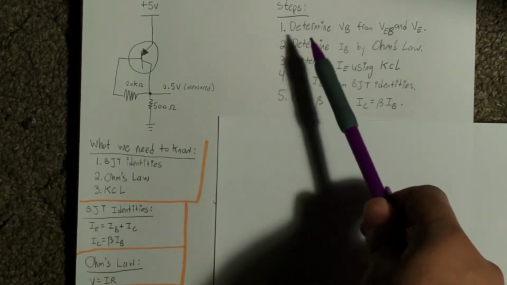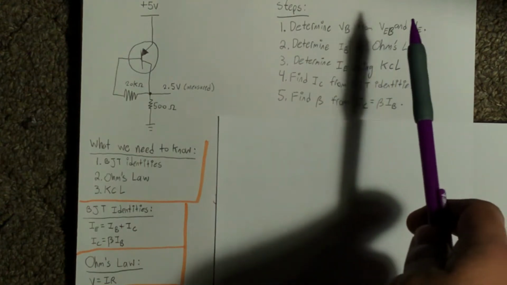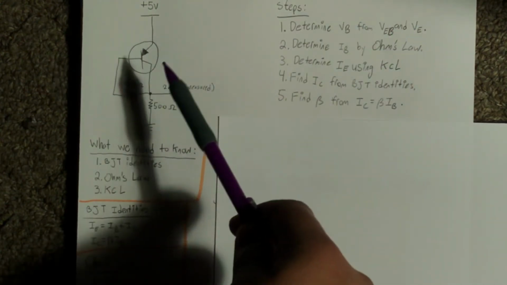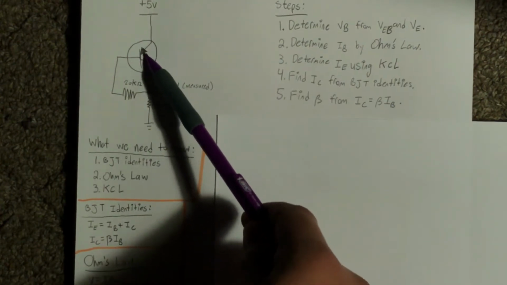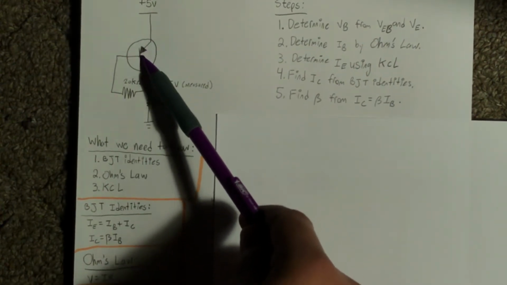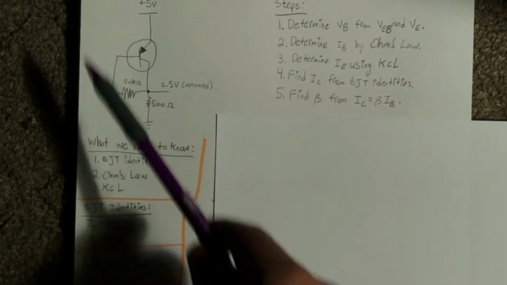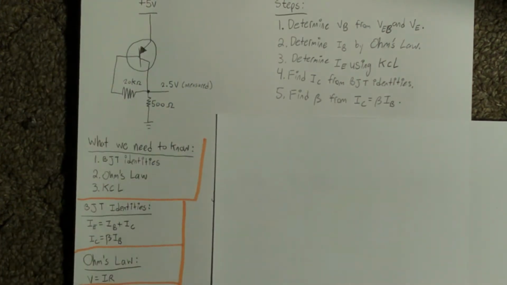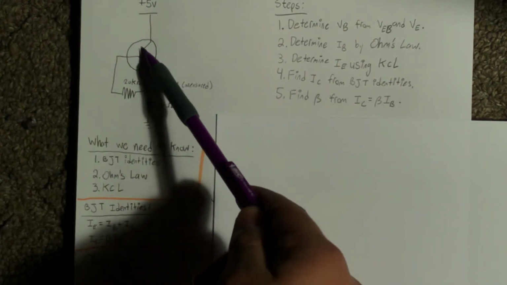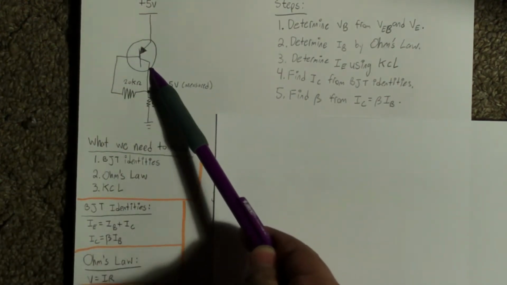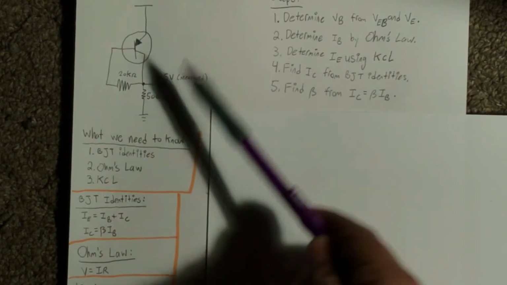Firstly, we will determine VB from VEB and VE. And just a reminder, this is a PNP transistor, because we know that because of this notation here, this right here signifies that this is the emitter. So from that, we know that this is a PNP. An NPN is where this little arrow is down here instead, going down that way. And so the emitter would be down here.